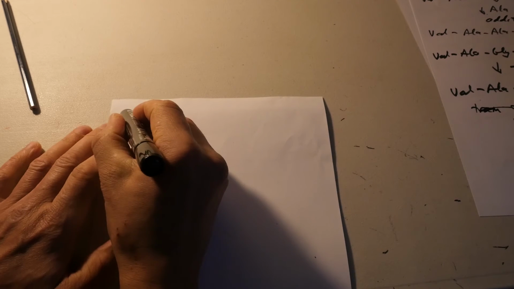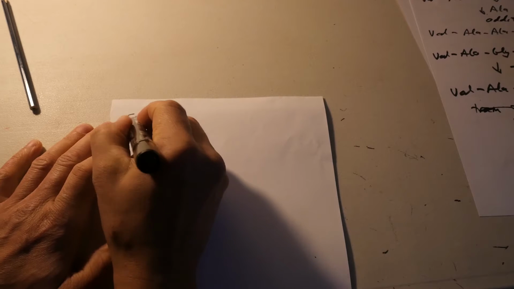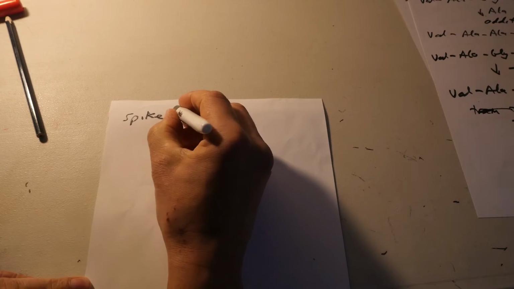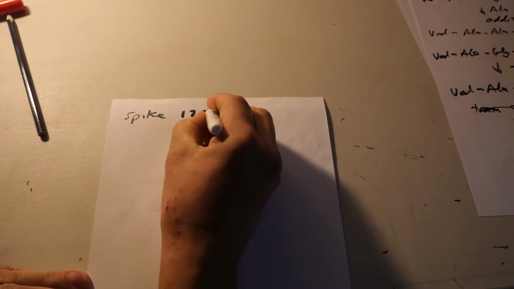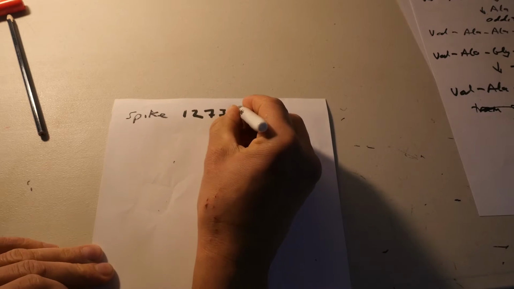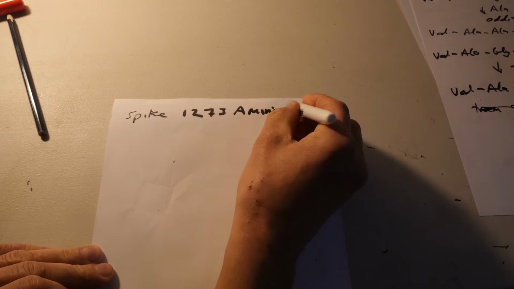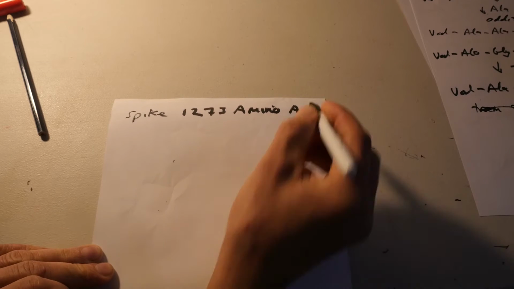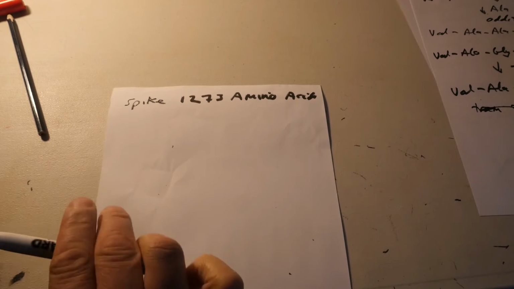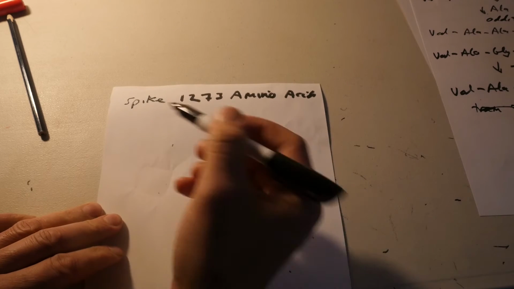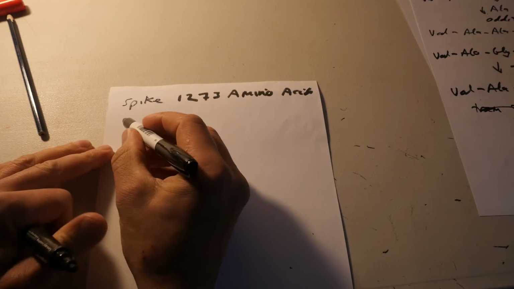So I mentioned the spike, which has 1,273 amino acids, okay? Just to give you an idea of, I mentioned also predicted there will be more variants. Just to give you an idea of what we're talking about, okay?